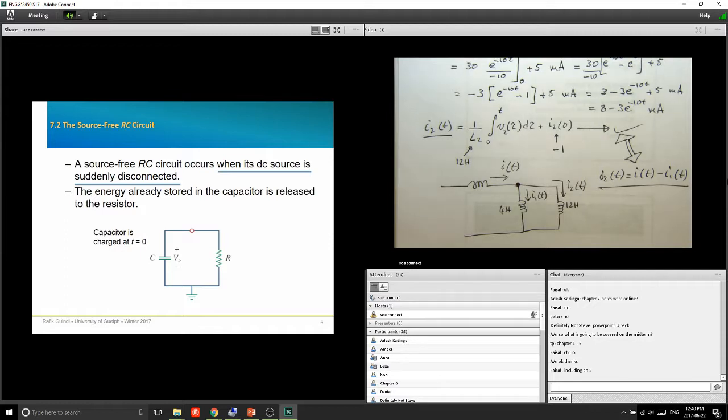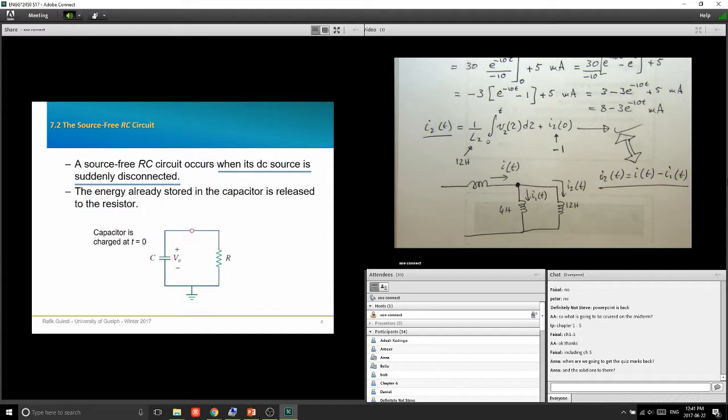Now, if we only had resistors, we wouldn't have a problem. If you disconnect the source, then suddenly all voltages and currents would just vanish from your circuit. There would be nothing. But here we have a capacitor, and we discussed already the fact that capacitors are energy storage elements. So the capacitor would have stored some energy.